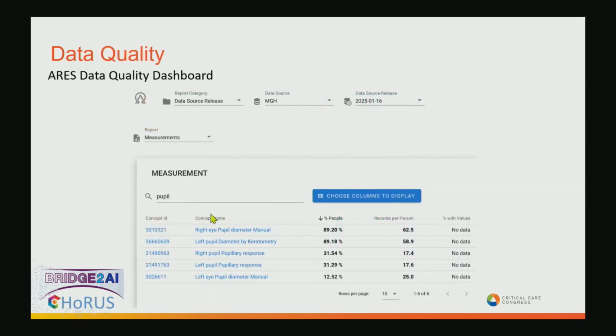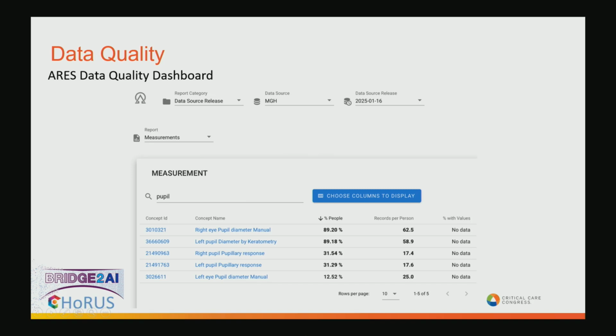So in our data set, this is just, I pulled up my site, MGH, and measurements. This is what it might look like in a tool called the ARIES Data Quality Dashboard. You can see, you might want to look at the right eye pupil diameters, and you can see there's a lot of records per person.